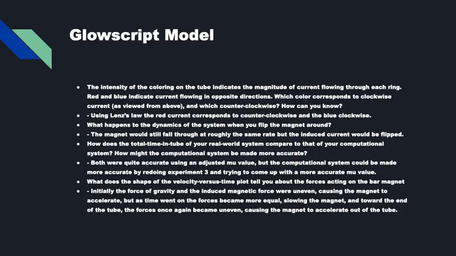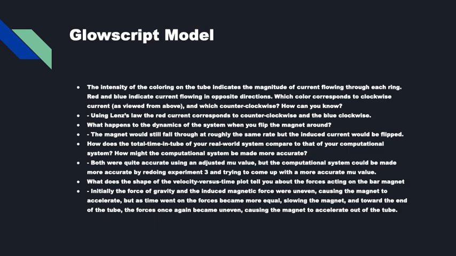Then for the GlowScript model questions: the intensity of the coloring on the tube indicates the magnitude of current flowing through each ring. Red and blue indicate current flowing in opposite directions. Which color corresponds to clockwise current and which counterclockwise, and how can you know? Using Lenz's law, the red current corresponds to counterclockwise and the blue clockwise. What happens to the dynamics of the system when you flip the magnet around? The magnet would still fall through at roughly the same rate, but the induced current would be flipped.